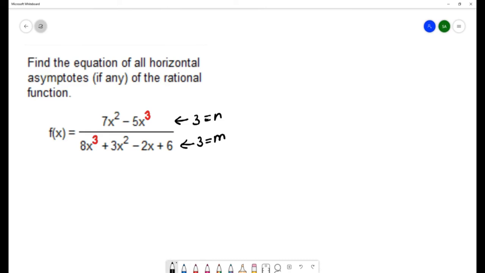Then we're going to compare those degrees to each other. And in this example, the degrees are equal. The degree of the numerator is equal to the degree of the denominator. So we have memorized that when the degrees are equal, the horizontal asymptote is going to be y equals the ratio of the leading coefficients.